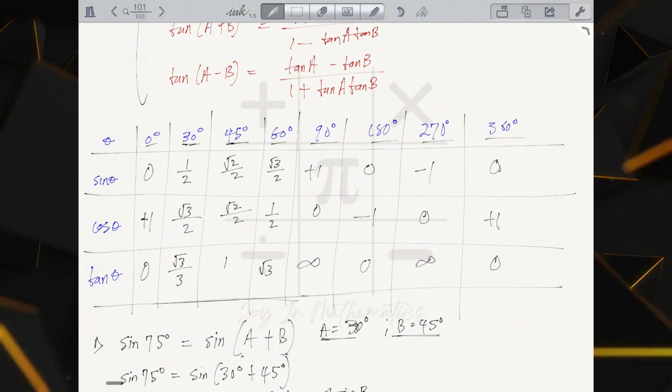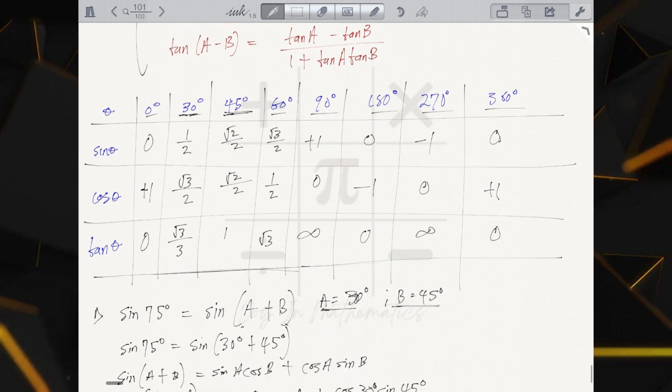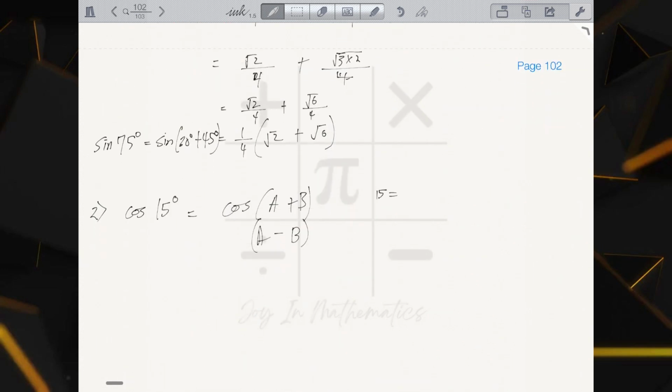Now, if we take a close look at this, to get 15 degrees, all we can do is subtract 30 degrees from 45 degrees. So we are saying that 15 degrees is equal to 45 minus 30. So we are using the subtraction or difference formula of cosine. So we are saying cos(A minus B), where A is equal to 45 and B is equal to 30. So we are saying cos 15 degrees is equal to cos(45 degrees minus 30 degrees).